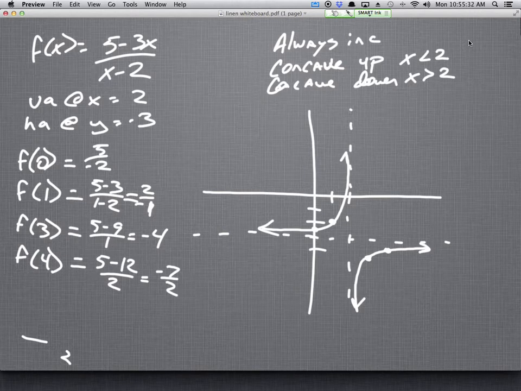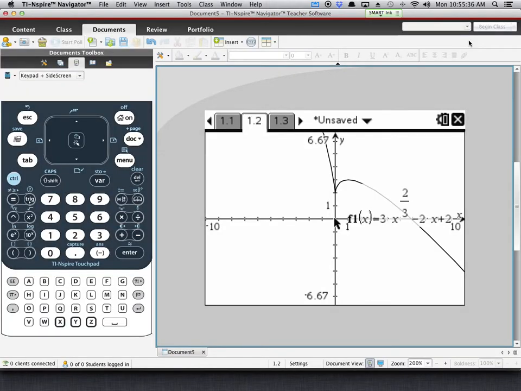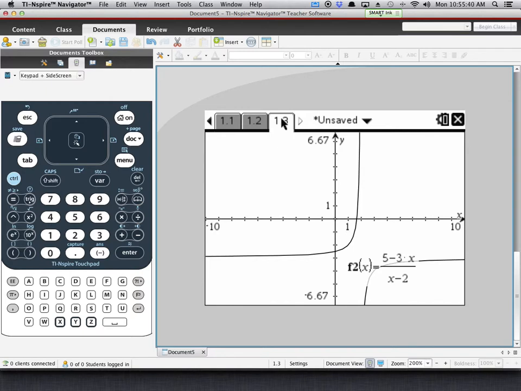Then it's always good to check your answer. And this is what it looks like. Does that match what we have graphed? Yes.